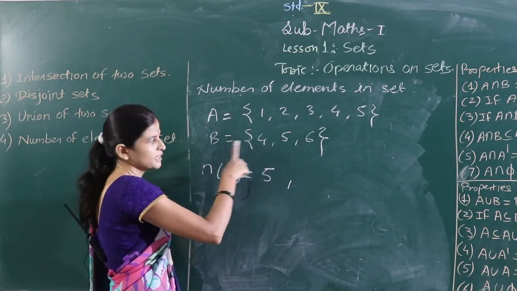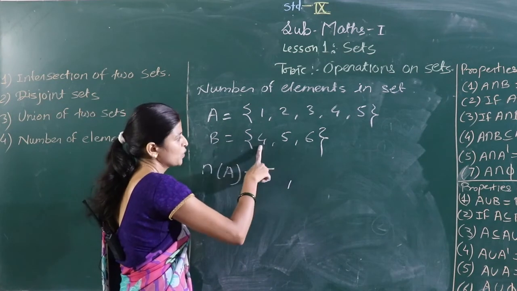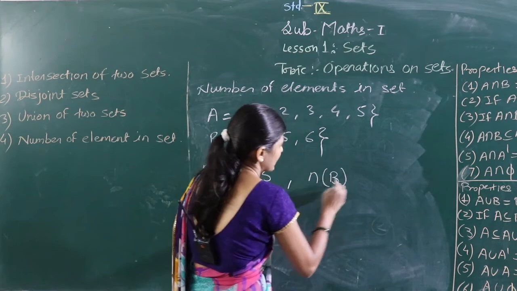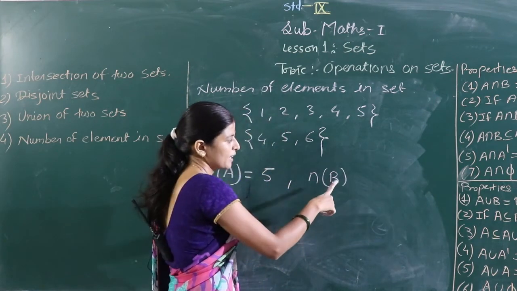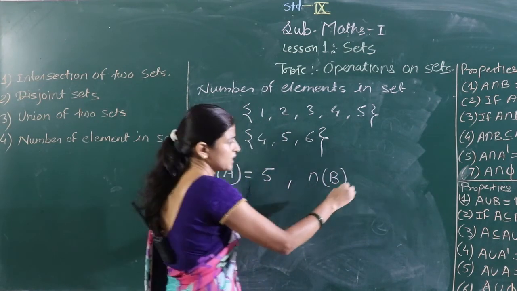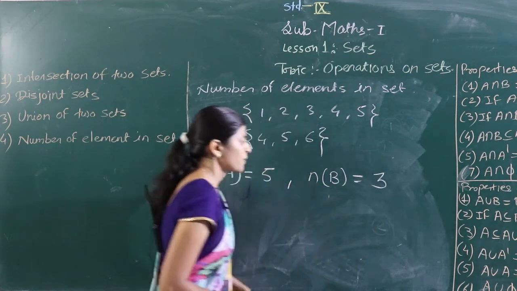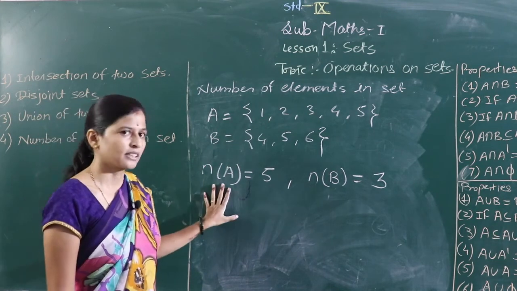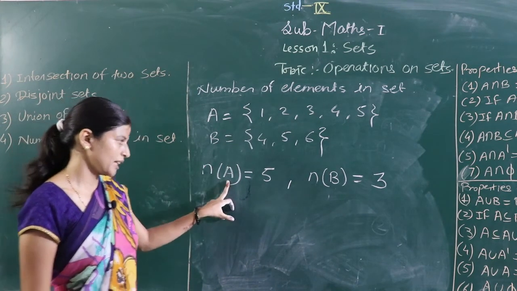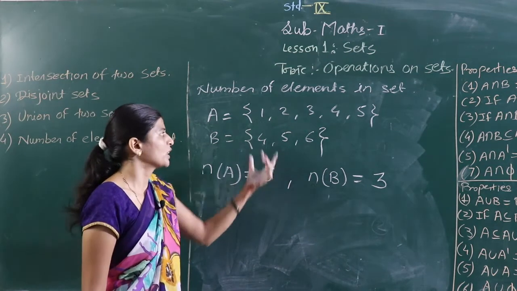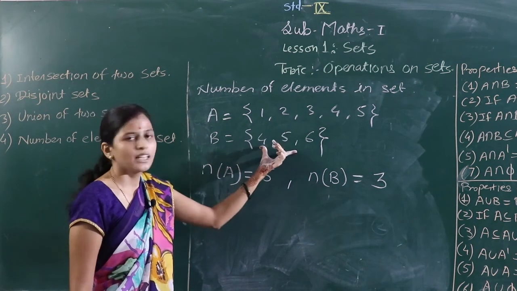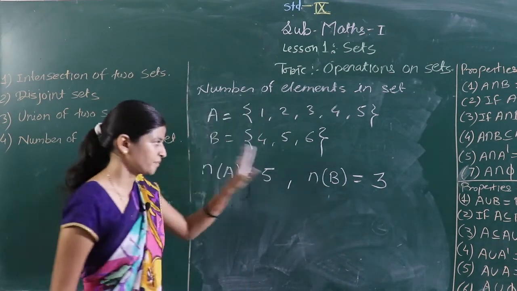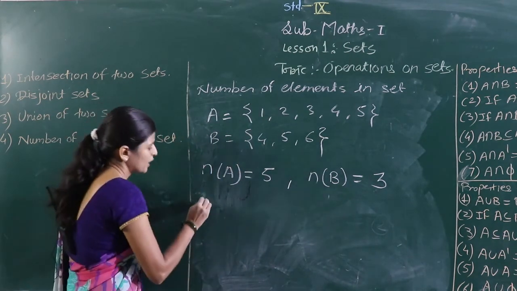And the elements present in set B are 4, 5, 6. We count these now. So n of B, denoted by the sign n, means the number of elements present in set B, which is 3. So the number of elements present in the set is nothing but the number of that set. So n of A is 5, only 5 elements present in set A, and 3 elements present in set B. Therefore the number of elements in set B is 3.